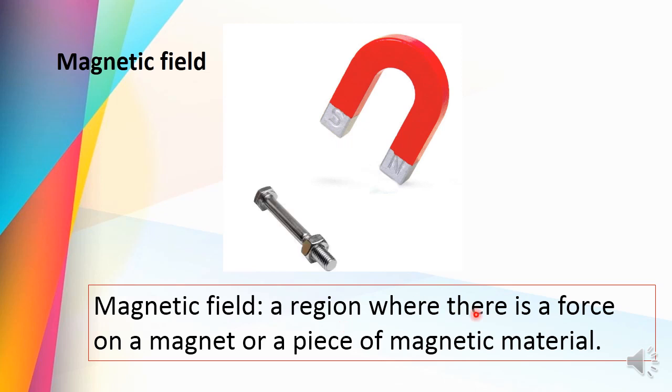Let's see the definition now. Magnetic field: a region where there is a force on a magnet or a piece of magnetic material. It could affect another magnet. We can remember that there are repulsion forces between like poles, and attraction forces between north and south poles. A piece of magnetic material can only attract other magnetic materials, or it can attract other magnets, and that's the region where the magnetic force is acting.